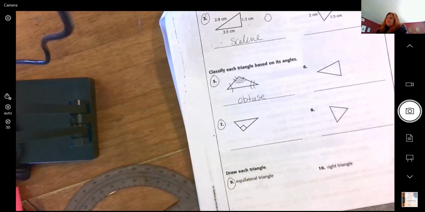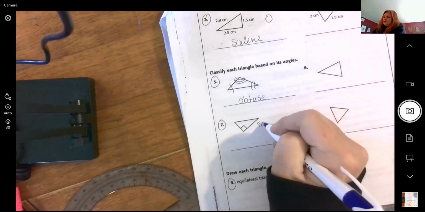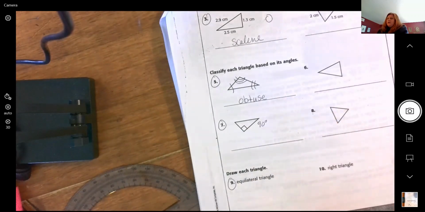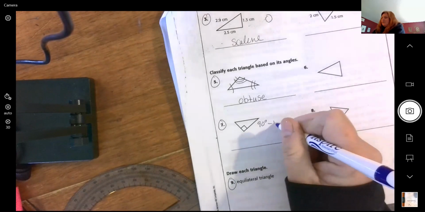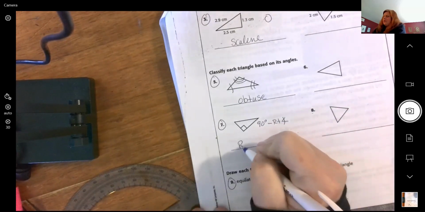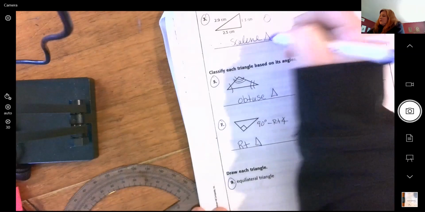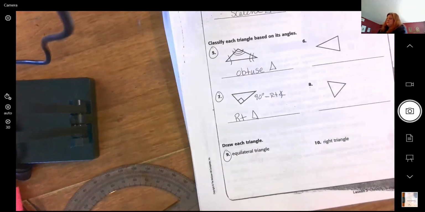Now this one we don't have to measure because you remember what that little box shows? How many degrees is that? 90. And what do we call a 90-degree angle? Right angle. And we said if a triangle even has one right angle, we're going to call it a right triangle. See, I'm using my notation.